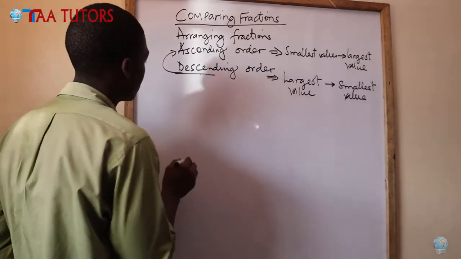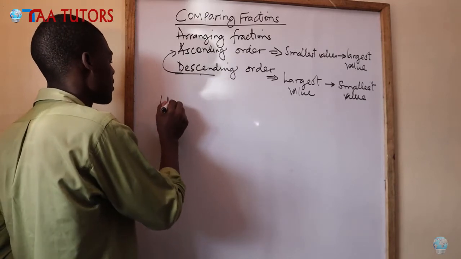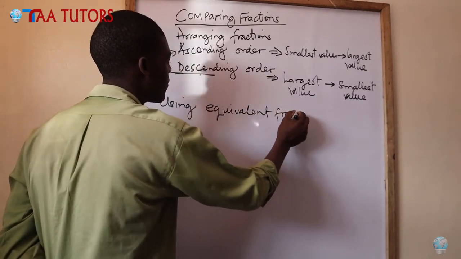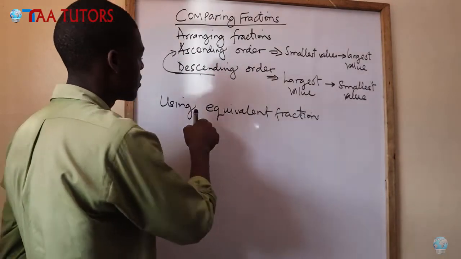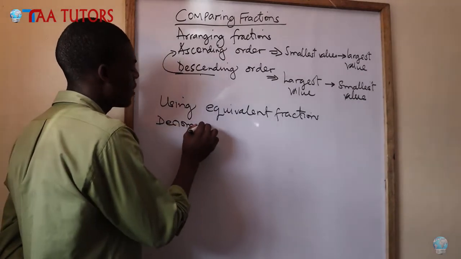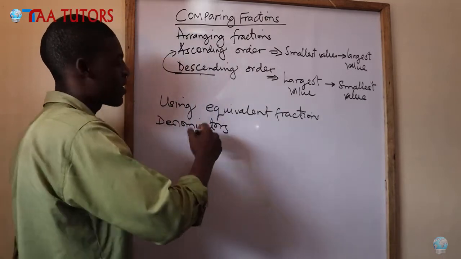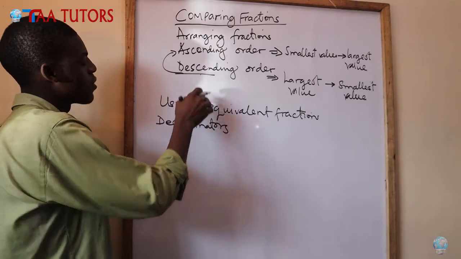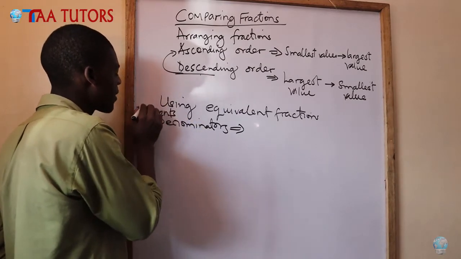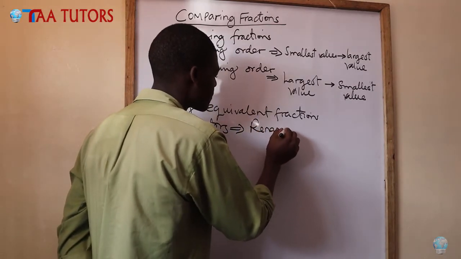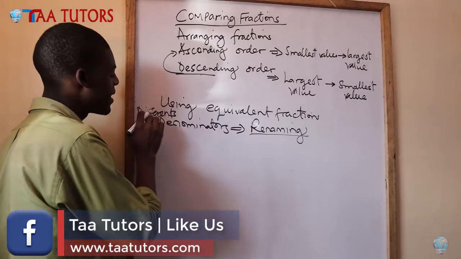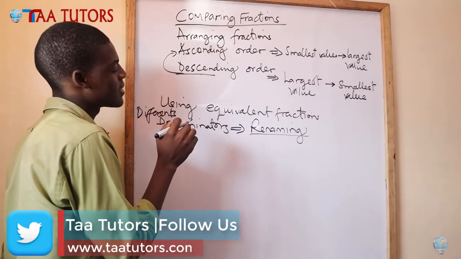Now, how do we compare fractions? Comparing is done using the concept of equivalent fractions, which we had done before. When we use the concept of equivalent fractions, we may find that some denominators may not be the same, so we must do something to them so that we have a way to compare them. When we meet different denominators, we will be required to do what is called renaming. Renaming is only done when the denominators in these fractions are different. But when you have equal denominators, then there is no need to rename.